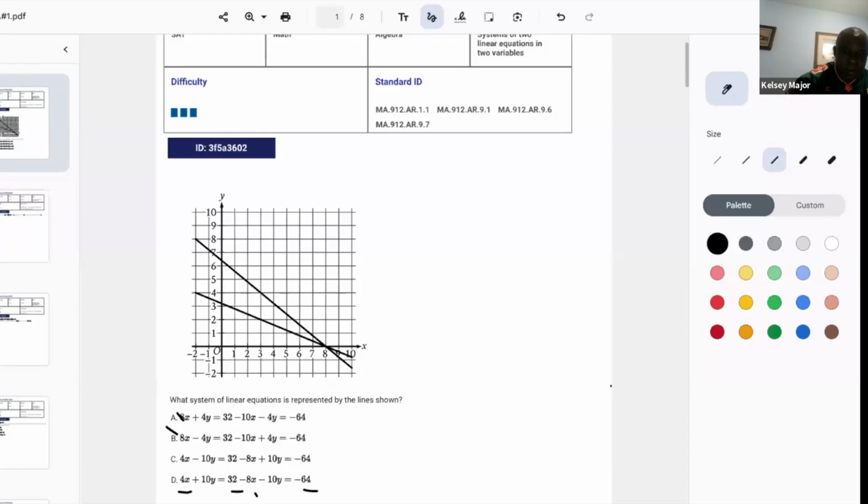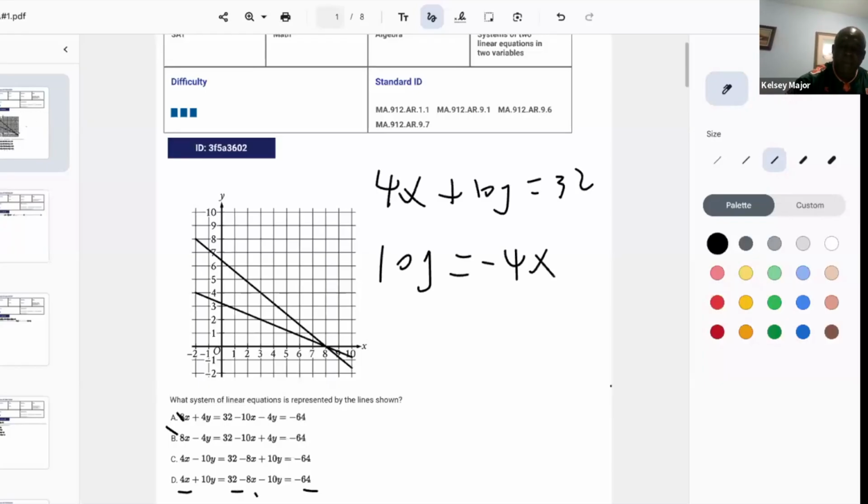So I'm going to take a look at 4x plus 10y is equal to 32, right? And I'm solely just interested in the slope at this point. So I'm going to take 4x to the right. In other words, I'm going to subtract 4x from both sides. This is going to give us what? 10y is equal to negative 4x. I'm ignoring the 32, I guess I just put it there so we can avoid confusion.